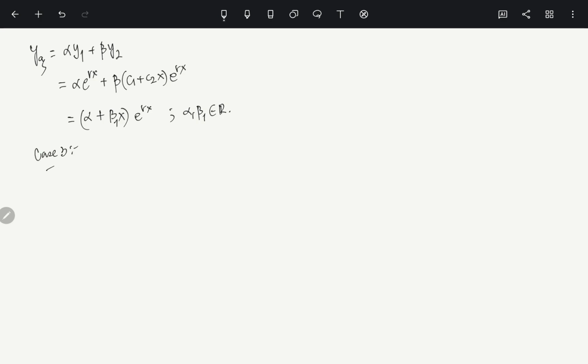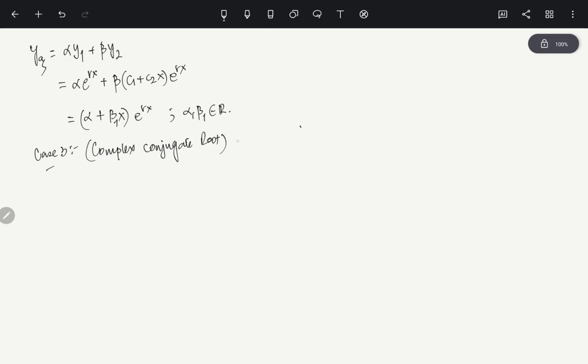Case 3. So, what is case 3? It is the complex conjugate root. Complex conjugate root. Okay. So, what do I mean by this? I mean that you will have two roots. So, R1, 2 equals U plus or minus IV. Basically, one is plus and let us say two is minus. Let me put it this way.